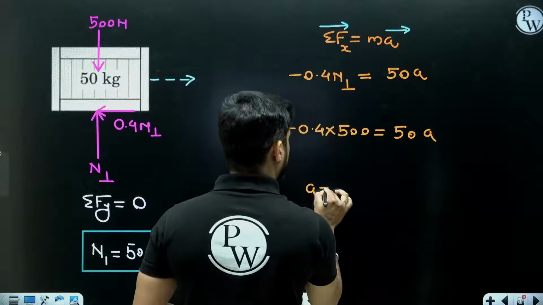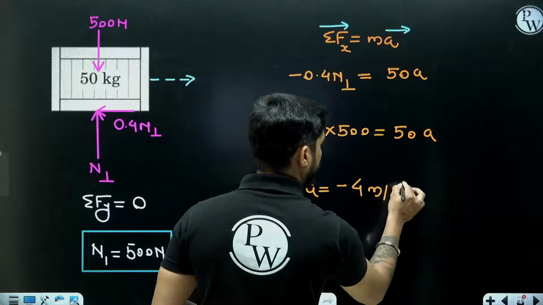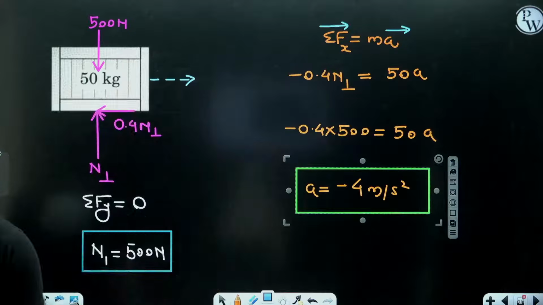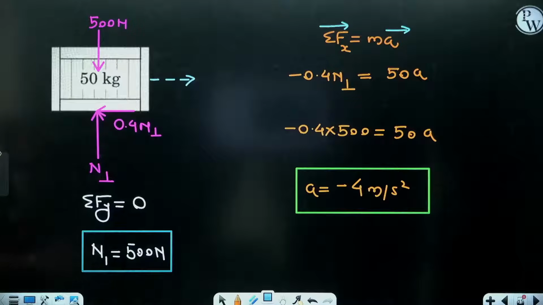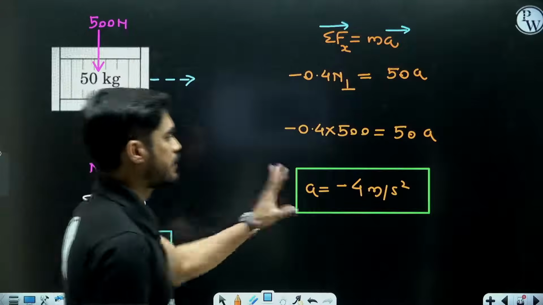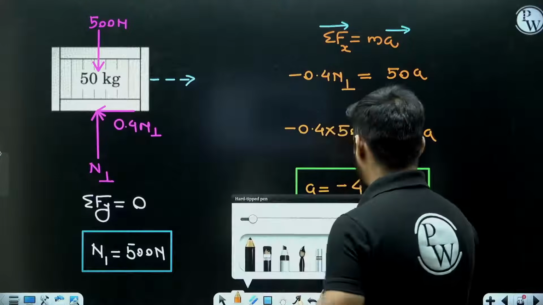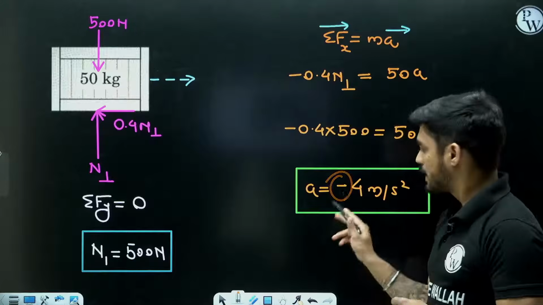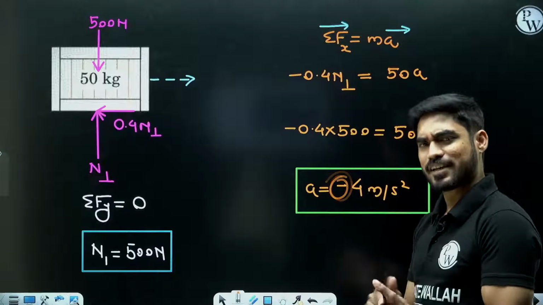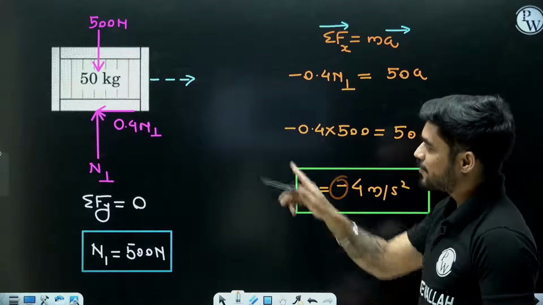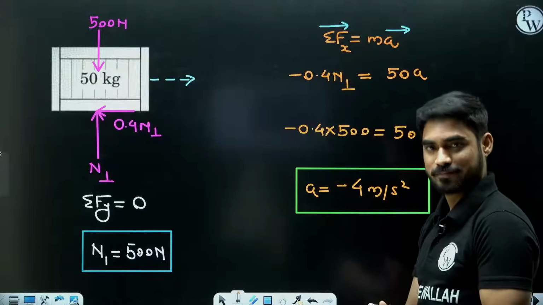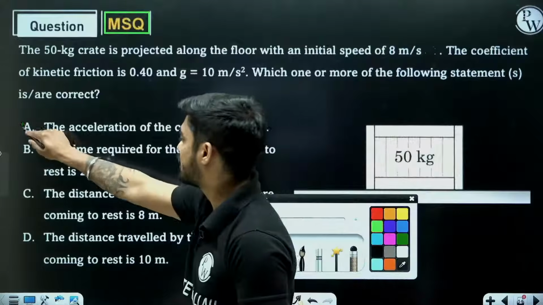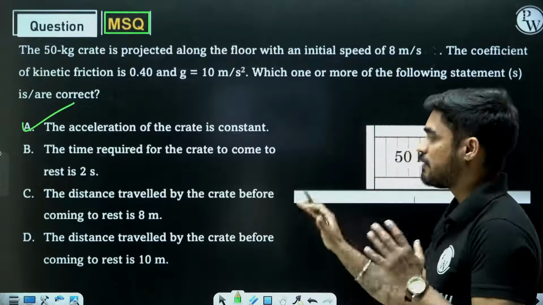So what will be the acceleration? Minus 4 meter per second squared. This is the acceleration. Is it a function of time? No. For any time, this acceleration will remain the same. Minus 4. What is the significance of the negative sign? Negative means it is deceleration or retardation, means the velocity of this crate will keep decreasing. So the first statement is correct. The acceleration is constant. It is not a function of time.